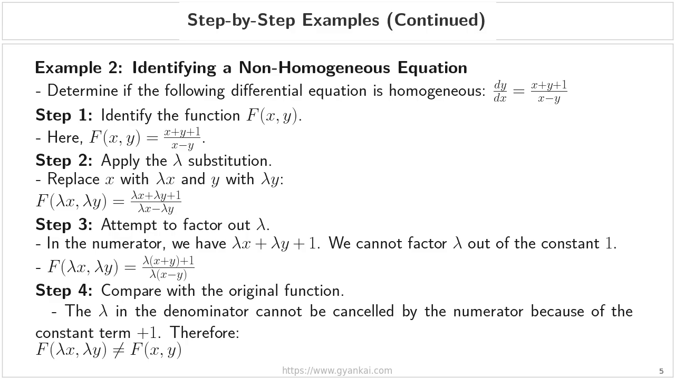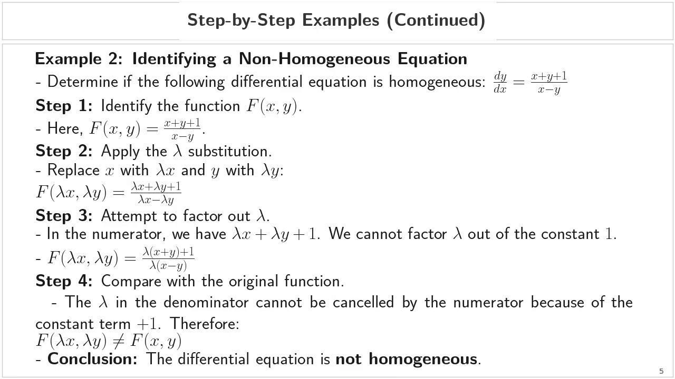Because of that lone constant term, the plus 1 in the numerator, the lambda in the denominator cannot be cancelled out. Therefore, f of lambda x and lambda y does not equal our original f of x and y. So, our conclusion is clear. This differential equation is not homogeneous. This perfectly illustrates the warning I'll mention later in the lesson regarding how standalone constants can break the homogeneity of an equation.